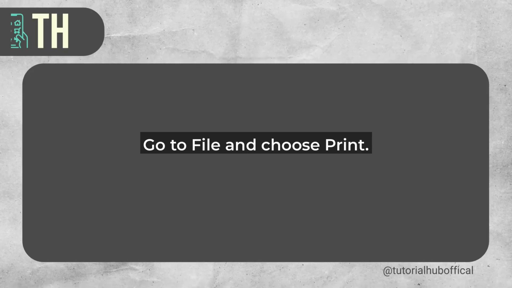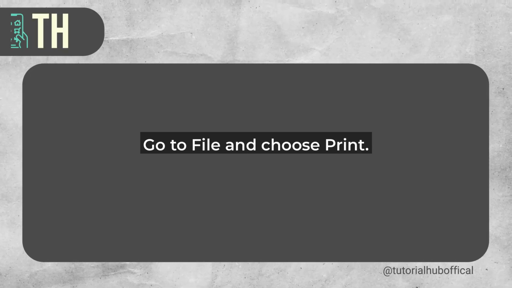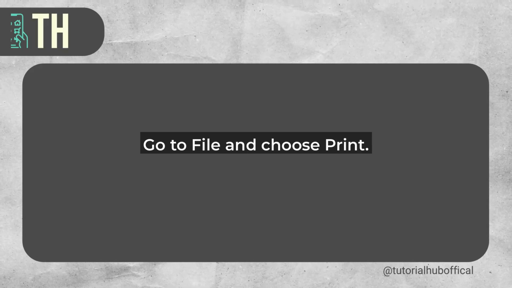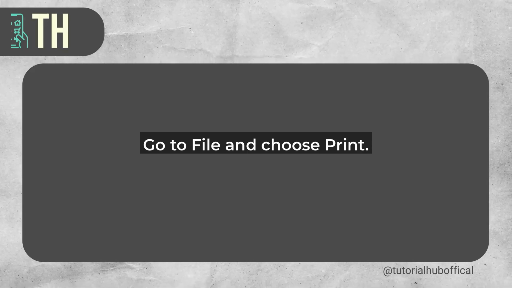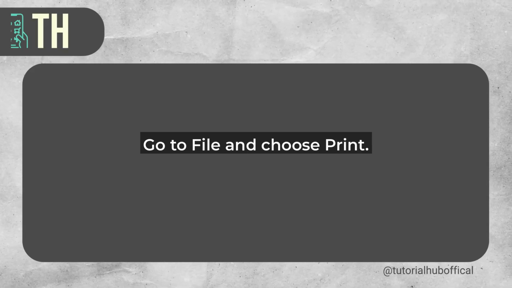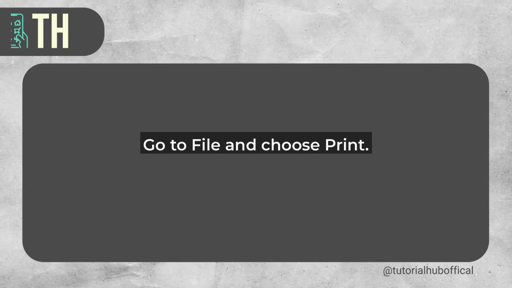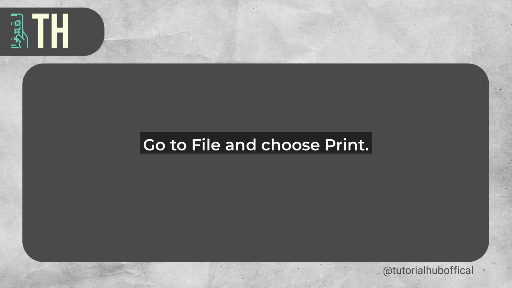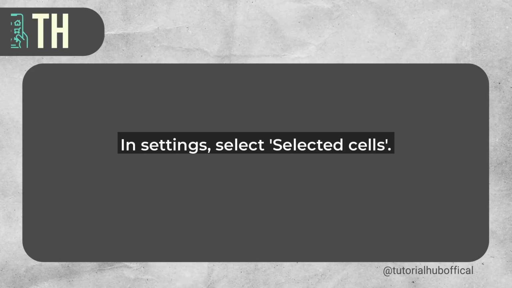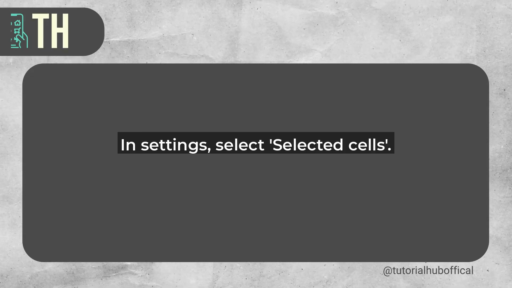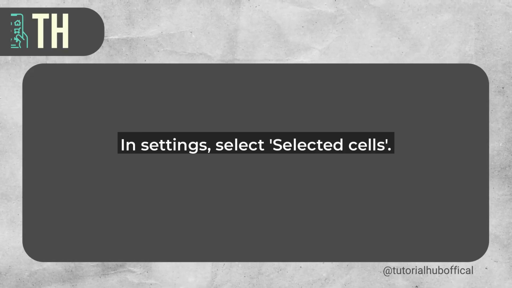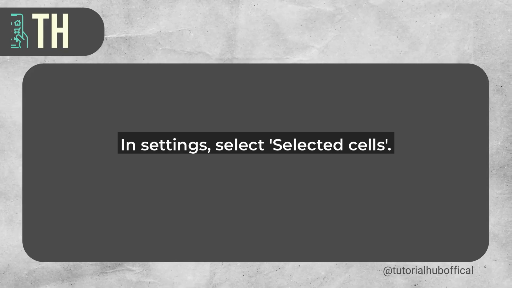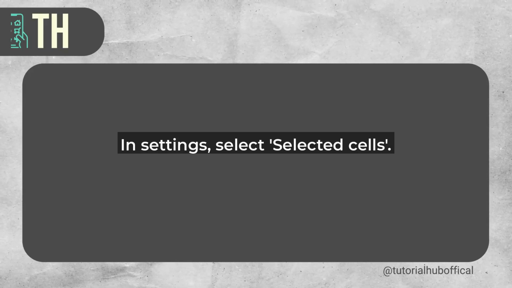Once your cells are selected, head over to the top menu and click on File. From the drop-down, select Print. This will open the print preview window, where all the magic happens. In the print settings on the right side, look for the Print section. Here, you'll see an option that says Current Sheet by default. Change that to Selected Cells to ensure only your chosen area prints.